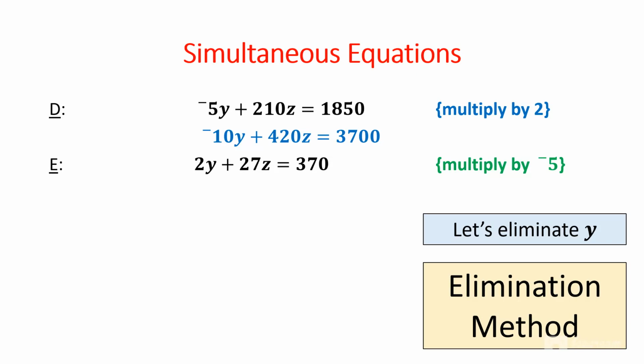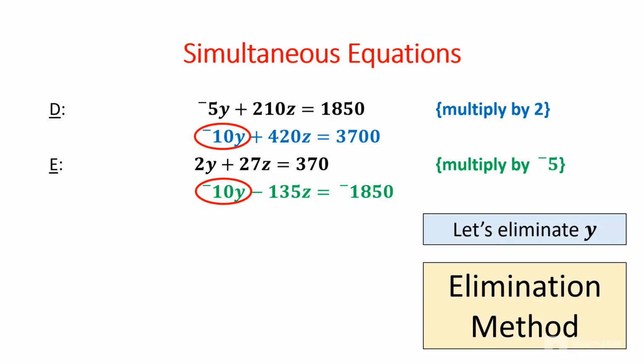Now we're going to move on to equation E and multiply everything by negative 5. Why negative 5? Because that's the coefficient of y in the other equation. So 2y times negative 5, 27z times negative 5, and 370 times negative 5. Right, well, we've got two coefficients equal and we can eliminate y.